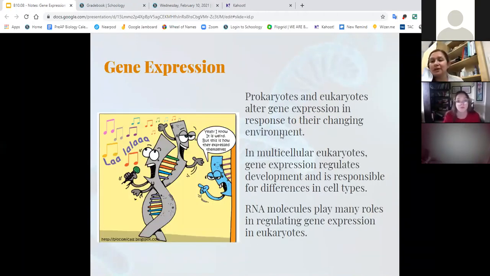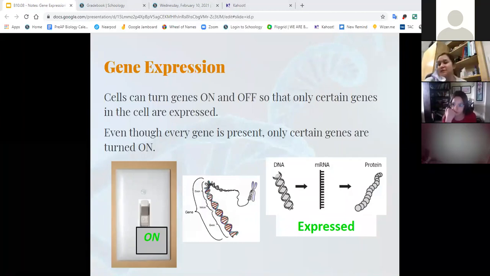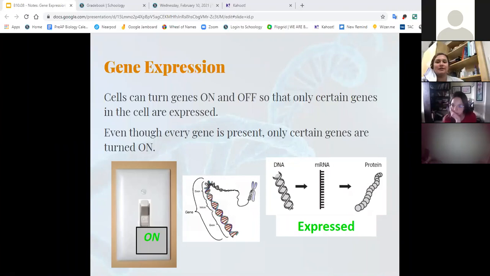RNA molecules are going to play a role in regulating those gene expressions. Again, mRNA is going to code for the proteins depending on what we need for that certain cell. Cells can turn genes on or off so that only certain genes in the cells are expressed. Like I said, we don't want to show all the DNA in every single cell. We only want the DNA that's important for that location of the cell.